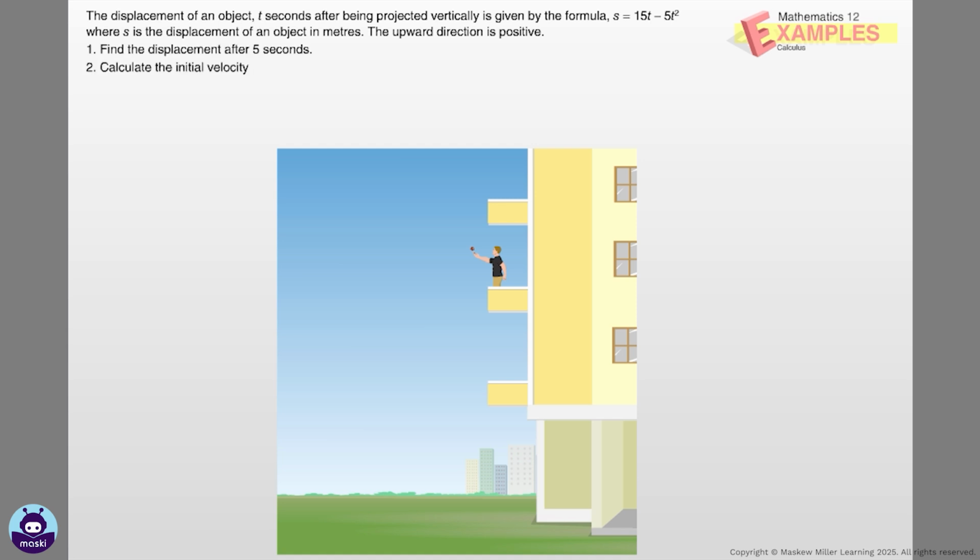Calculate the initial velocity. Determine the velocity after 5 seconds. When is the velocity 0? What is the maximum height from the original position that the object reaches?